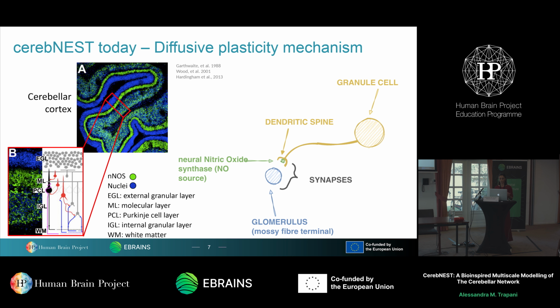So what is nitric oxide? It is a very, very small molecule that is produced by the nitric oxide synthase enzyme, which comes in three main forms. One of them is the neuronal one, and has been located in the dendritic spine of certain types of neuronal populations. In the cerebellum it has been found in the granular layer and in the molecular one, and in particular in the granule cells.